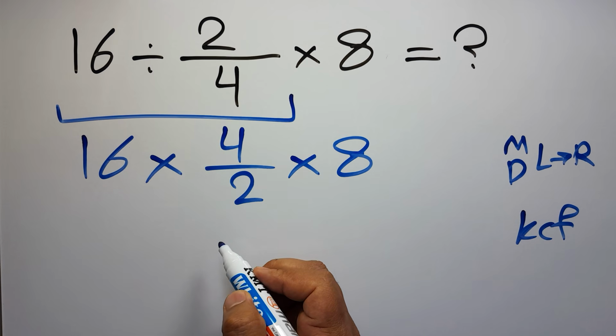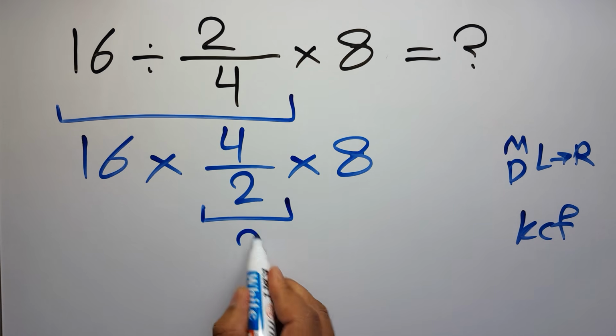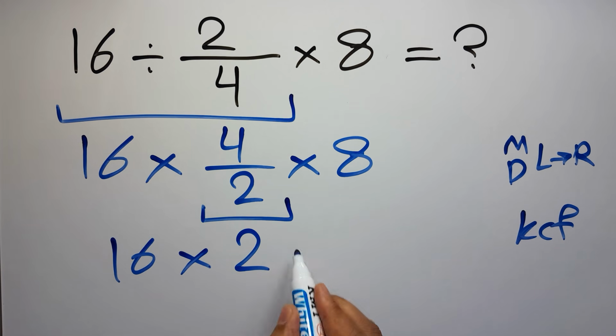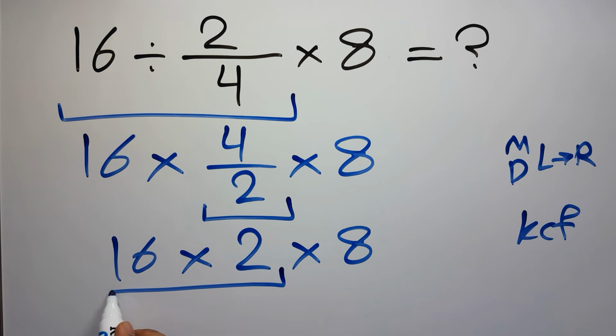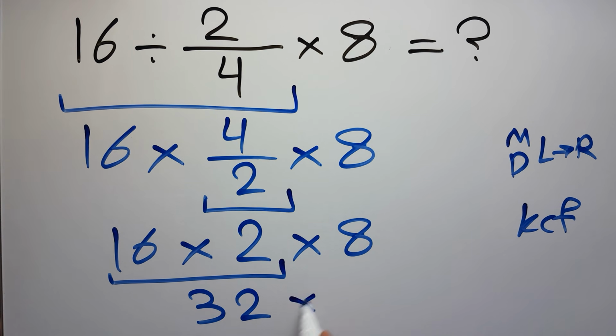Now, 4 over 2 equals 2. So we have 16 times 2 times 8. Okay, 16 times 2 gives us 32. So we have 32 times 8, which equals, okay, 8 times 2 gives us 16.